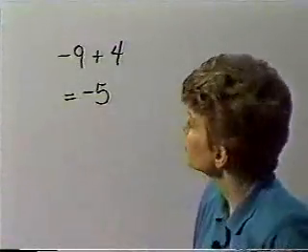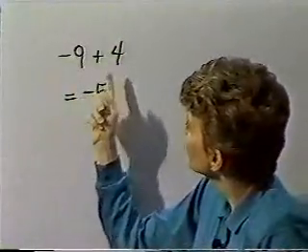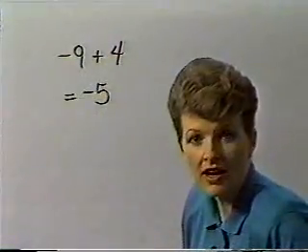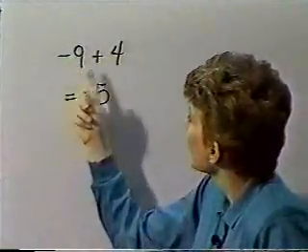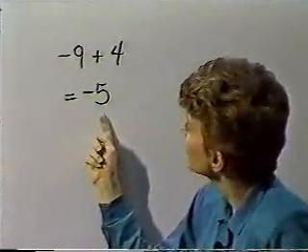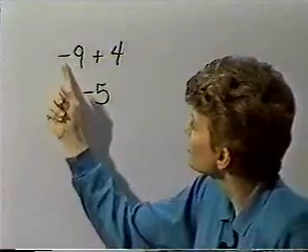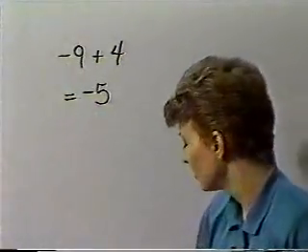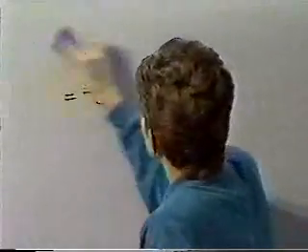Let's go over this one more time. Negative 9 plus 4, I'm adding 2 numbers with unlike signs. So you say 9 minus 4, which is 5, and then keep the sign of the number with the larger absolute value. That would be negative. My answer is negative 5. Let's look at another example.